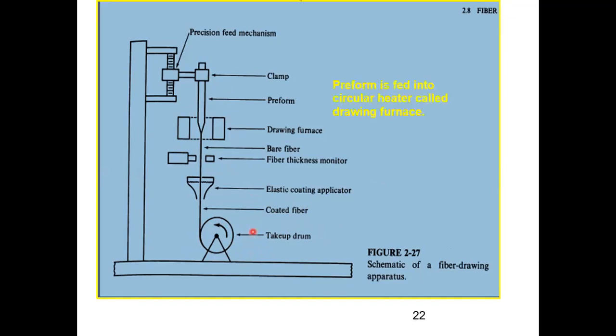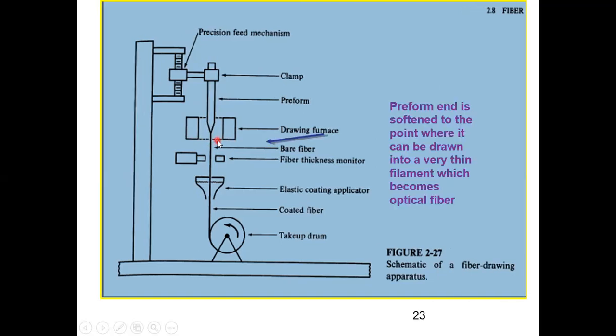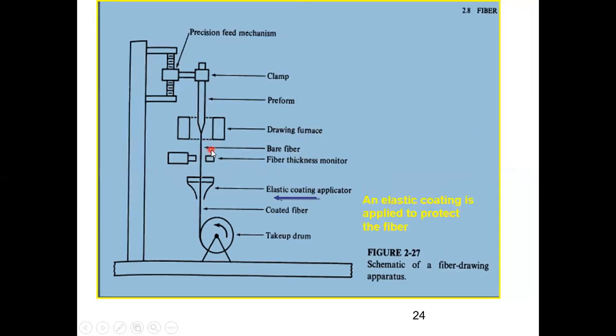Okay, so if I just show you what is written in the theory, preform is fed into a circular heater. This is the circular heater because this is a circle. Okay, the preform is a rod, okay, tube kind of thing. So the furnace is also circular. Then the preform end is softened to a point where it can be drawn into a very thin filament, which is actually my optical fiber. Then an elastic coating is applied.